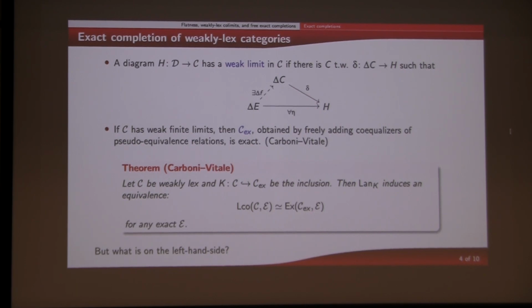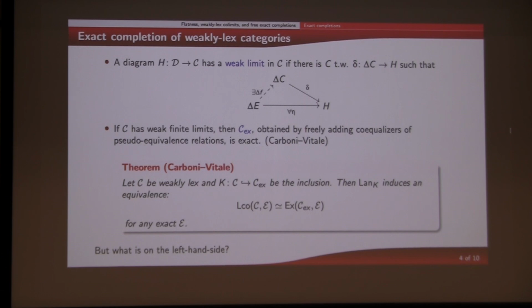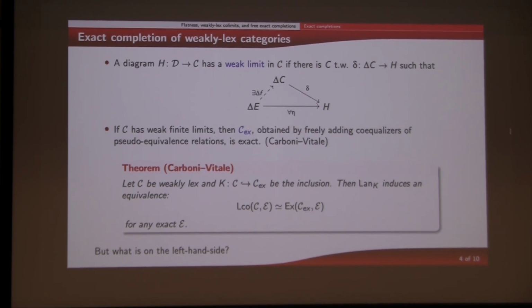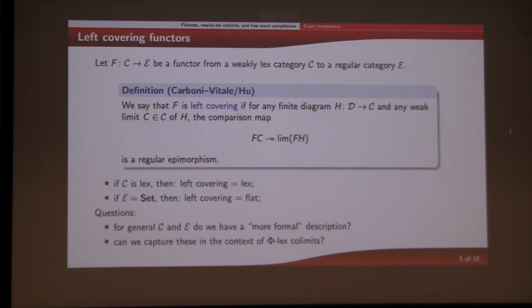So on the right-hand side, you still have the exact functors out of C_ex into any exact functor E. But on the left-hand side, you can't have lex functors because, well, C is not lex. So you have to replace them with something else, and that's what Carboni and Vitale did. So what are these called? These are the left covering functors.